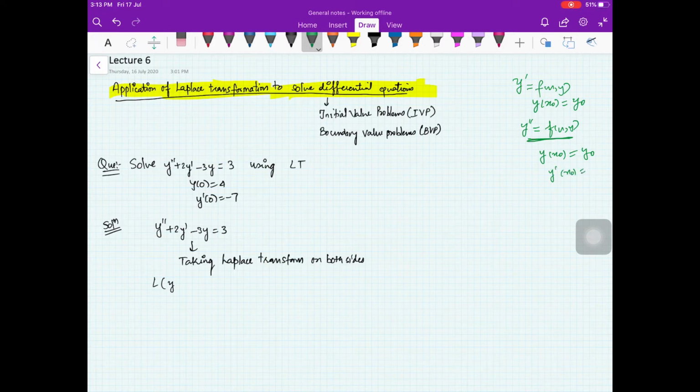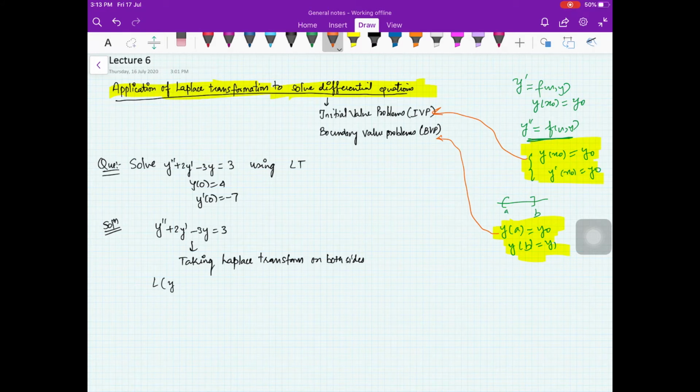For example, you can have this and you can have this, and instead of these initial conditions you can also have boundary conditions. Suppose you want to solve the problem on the domain AB, then you may have these conditions: y of A is known and y at B is known. When initial conditions are given, this is called an initial value problem. When boundary conditions are given along with the differential equation, this is called a boundary value problem. So we will see both types of equations, initial value problems and boundary value problems, and how we can solve them using Laplace transformation. That is the idea of this video.